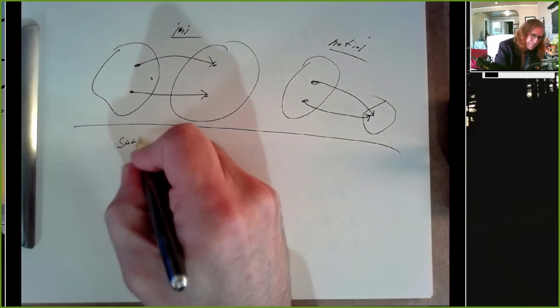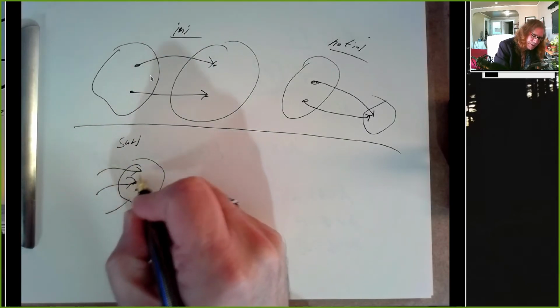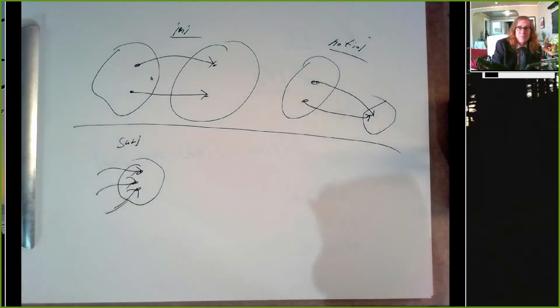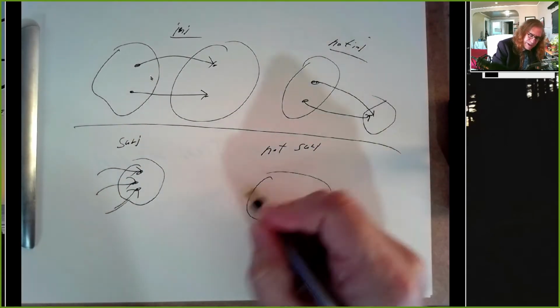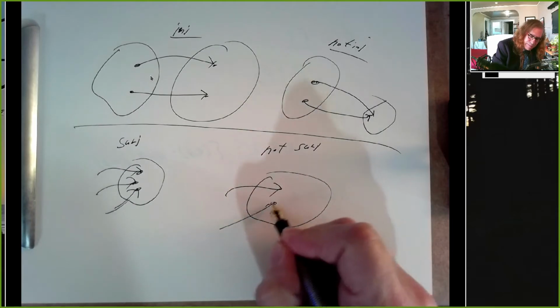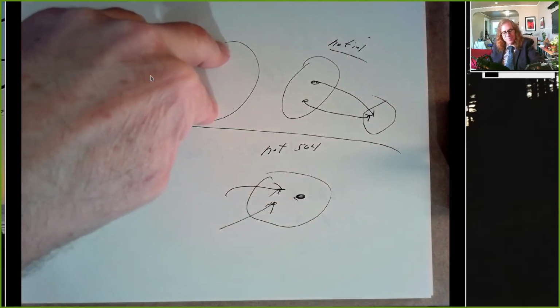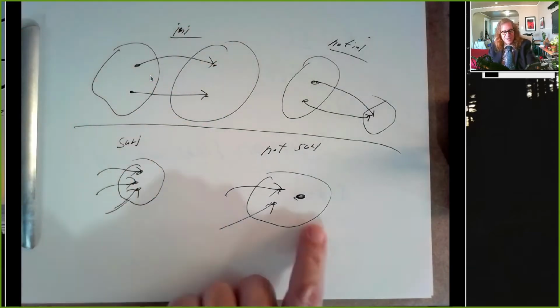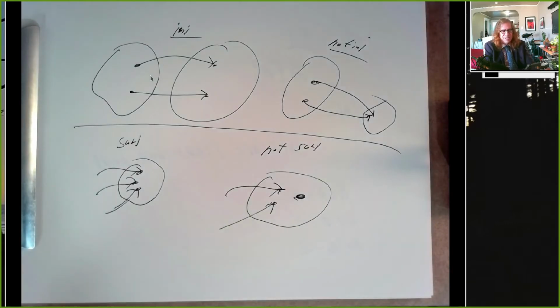Surjective simply means every point is mapped to by something. Not surjective means there's some point that's not mapped to by anything. All right. So injective, different things go to different values. Surjective, every value has something going to it. And then bijective is just both.